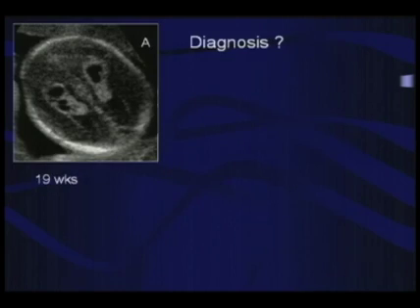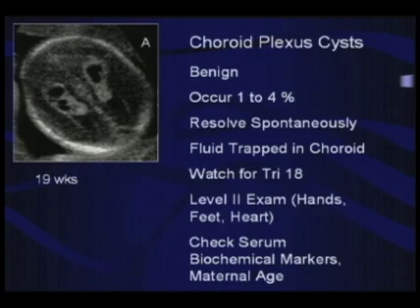Case 1, a 19-week fetus. Everybody knows about the choroid plexus cyst. They're benign in themselves. They occur in 1 to 4 percent, and most of them resolve spontaneously. But what you have to watch out for is trisomy 18. So if you see this, be sure to check the biochemical markers in the serum of these patients, as well as do a very comprehensive level 2 exam looking at the hands, the feet, and the heart.